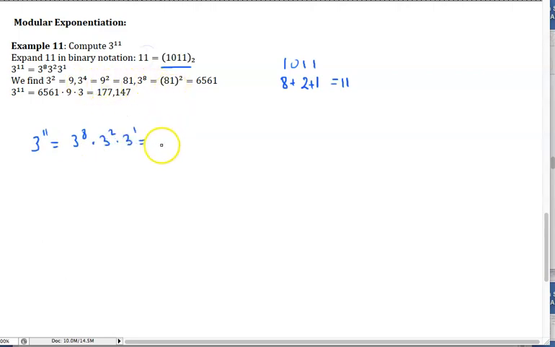But from the repeating squaring, 3 to the 8 is 6,561. And 3 to the 2 is 9. And 3 to the 1 is 3. And then you multiply those numbers to give you 177,147. All right? So again, this is more efficient for a computer to do than raising 3 to the 11th power, just like by multiplying 3 by itself 11 times. All right.